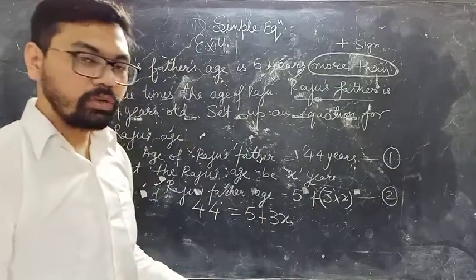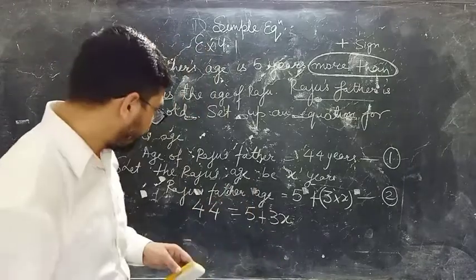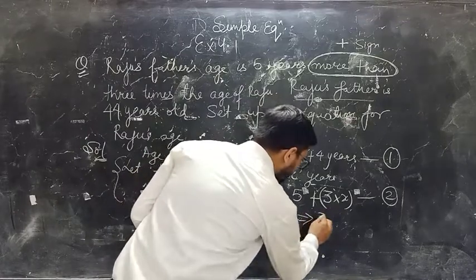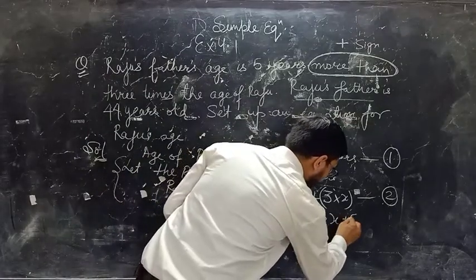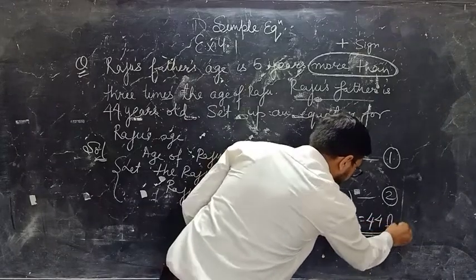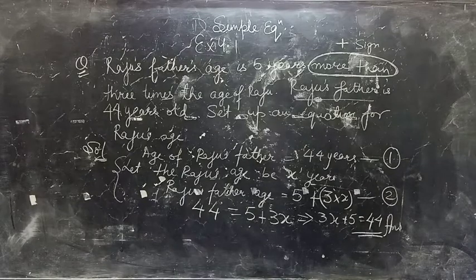So this is the equation that we need to form. But here you don't need to calculate the value of x. You just need to make an equation here. Okay. Or you can simply write 3x plus 5 is equal to 44. So this is the required equation for this statement. Okay. Note it down fast.